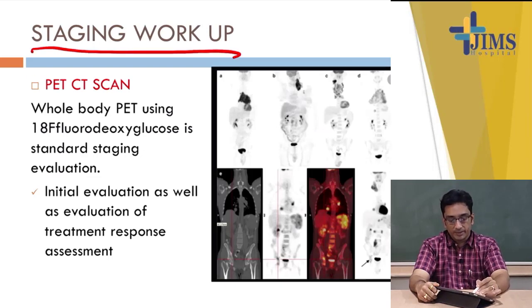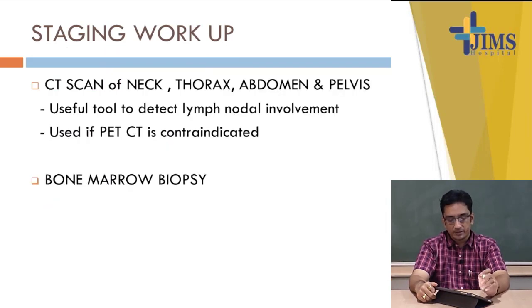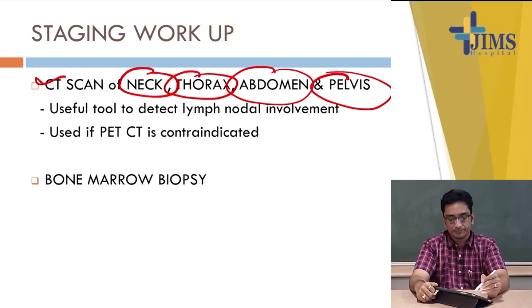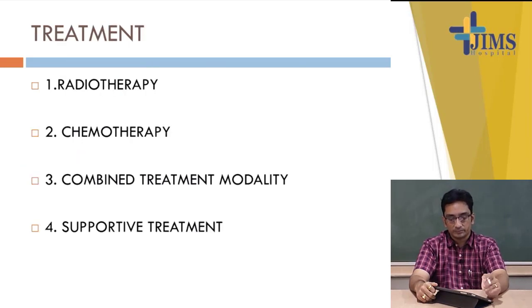Staging workup: whole body PET scan using 18-FDG is standard. It is also used initially for evaluation of treatment response. Staging workup also includes CT scan of neck, thorax, abdomen and pelvis, and bone marrow biopsy for finding out bone marrow involvement.